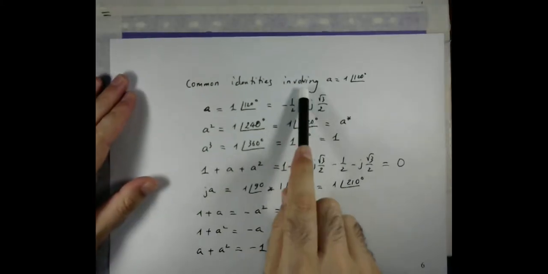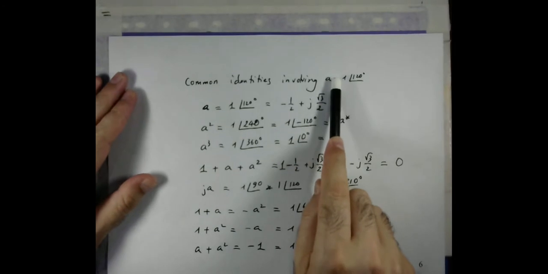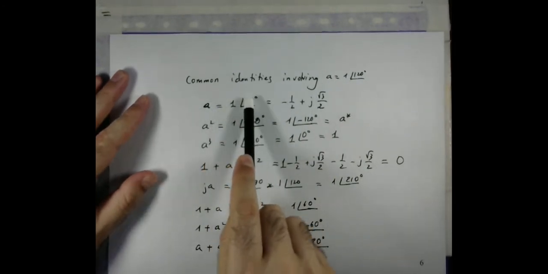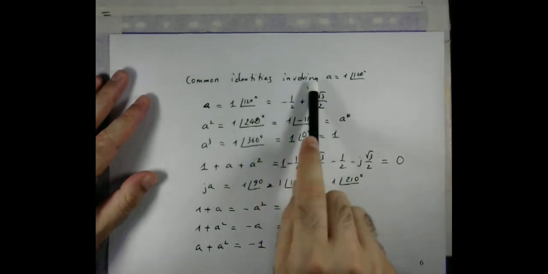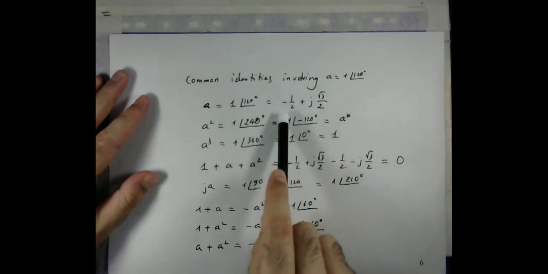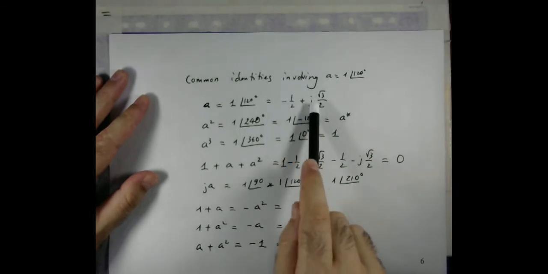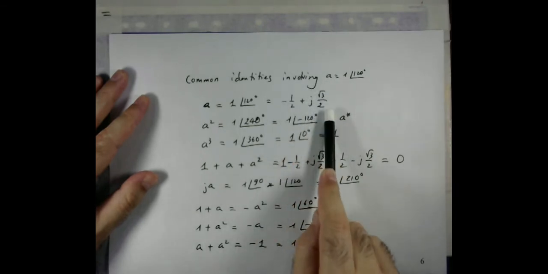So now let me talk about some common identities involving the operator a. The operator a, having a magnitude of 1 and an angle of 120 degrees, can also be written in the rectangular form. These are the rectangular components, equal to 1/2 plus j root 3 divided by 2.